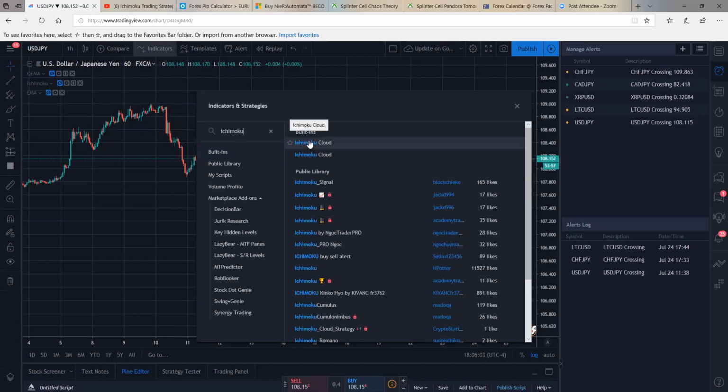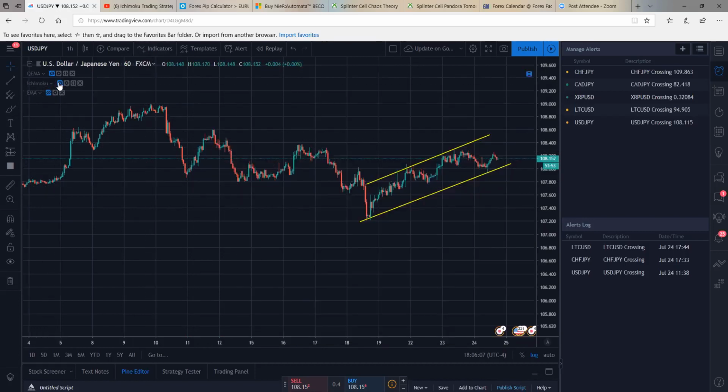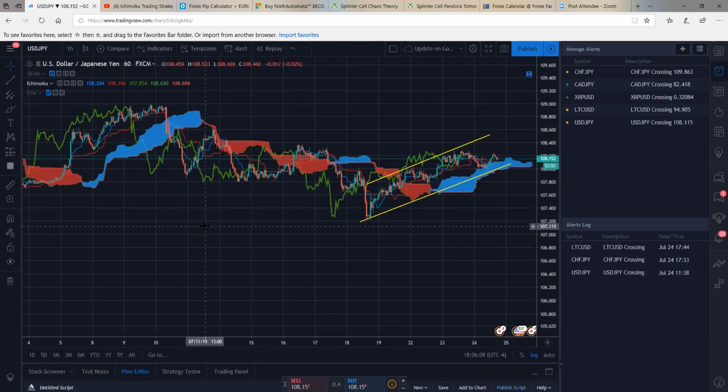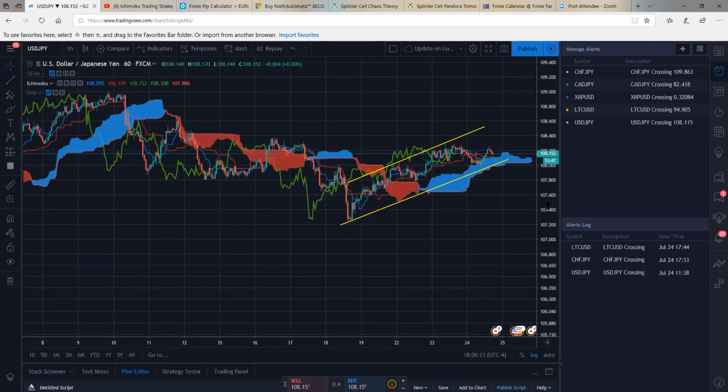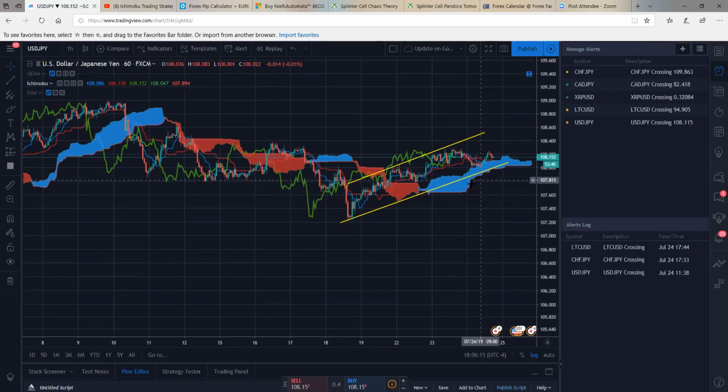Ichimoku cloud. When you select that, it will appear on your chart like this. Now, I know you guys are looking like, what in the heck is that? But I'm just going to show you how to trade that. So we're going to set the parameters that we need to set to look like mine.